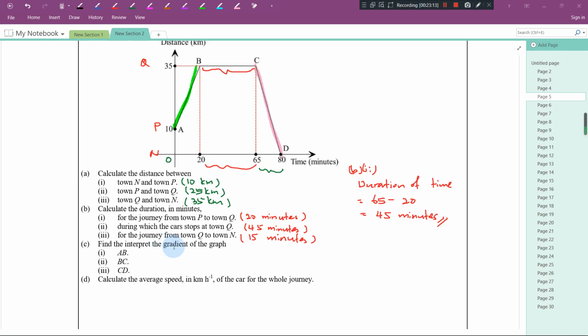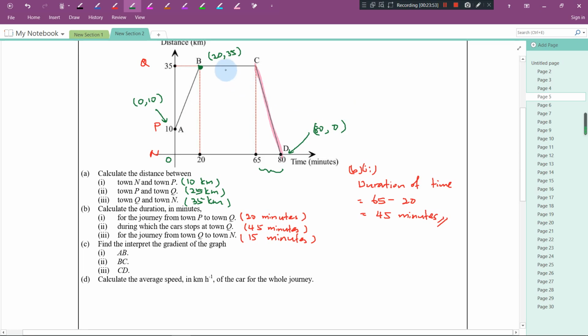Find and interpret the gradient of the graph. We need to find the gradient of the graph for AB, BC, and CD, and then we need to explain what we can get from that information. Okay, AB. Let me erase this one first. What is the coordinate of B? 20, 35. And this is 0, 10. And this point, 80, 0. Okay, now we have all the coordinates.